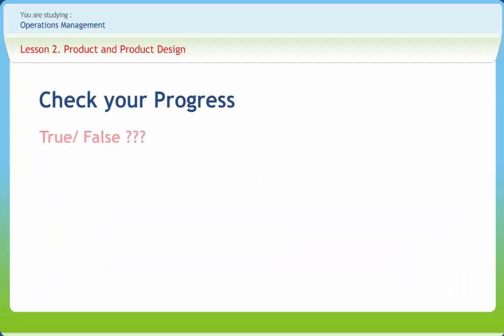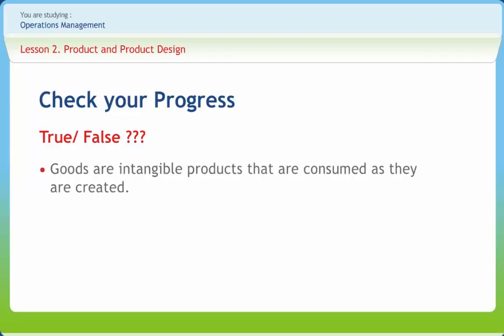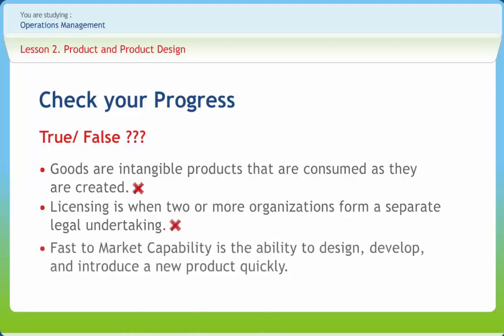Now let us check if we have understood the various concepts discussed in this lesson clearly. Goods are intangible products that are consumed as they are created. Right or wrong? Wrong. Licensing is when two or more organizations form a separate legal undertaking. Right or wrong? Wrong. Fast-to-market capability is the ability to design, develop, and introduce a new product quickly. Right or wrong? Right.